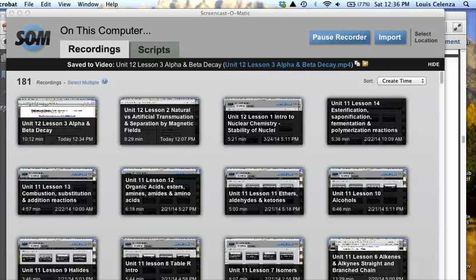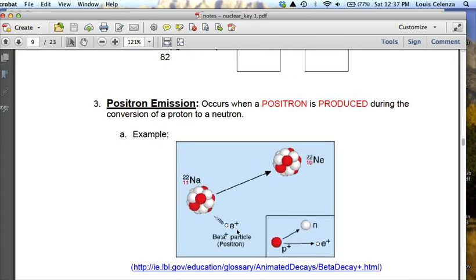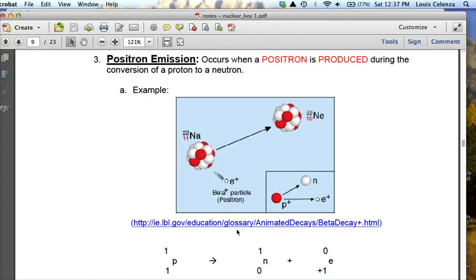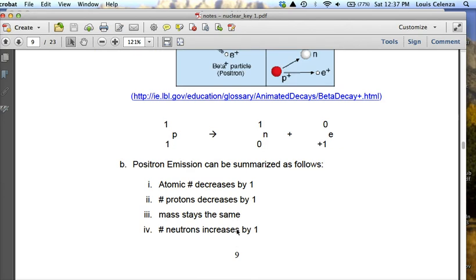Alright, so here we are with Unit 12, Lesson number 4, and we're going to look at the remaining types of natural decay. We're going to look at positron decay, and as I had said to you before, it's not asked about a lot on the Regents exam, but I'm going to go over it anyway. And if you take a look at the example at the bottom here, let's quickly run through that. Notice what happens is similar to what happens in a beta decay.